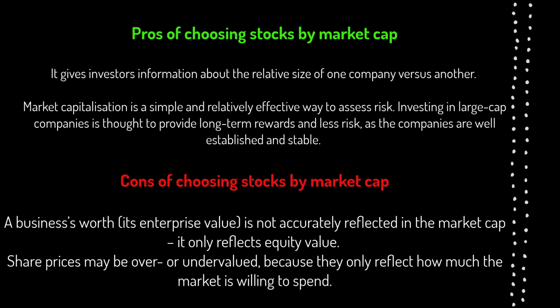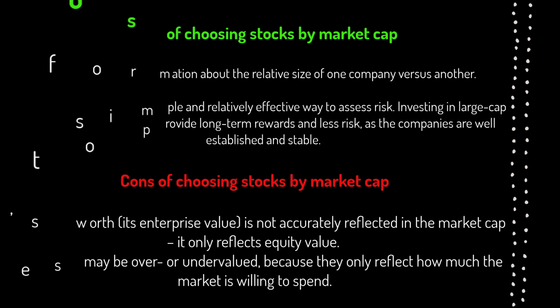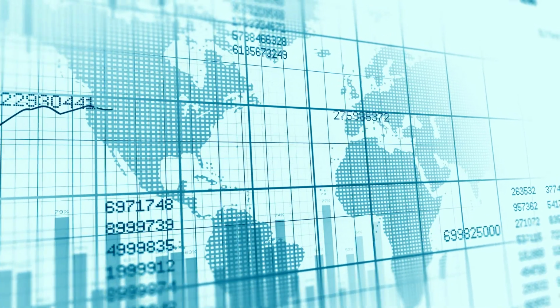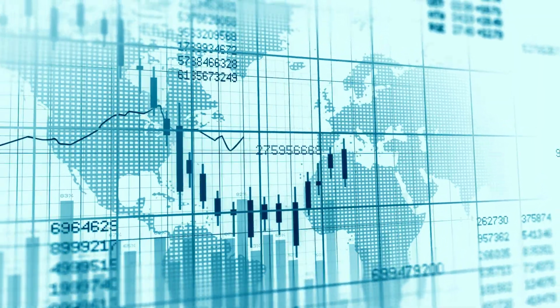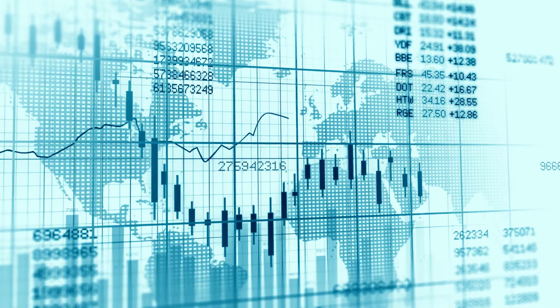Although there can be a variety of benefits of using market capitalization to identify which stocks to invest in, there are also certain limitations to this method. For example, a business's worth, its enterprise value, is not accurately reflected in the market cap. It only reflects equity value. Share prices may be over or undervalued because they only reflect how much the market is willing to spend. Some traders and investors, mostly new traders, can mistake a stock's price to be an accurate representation of that company's worth, health, and/or stability.